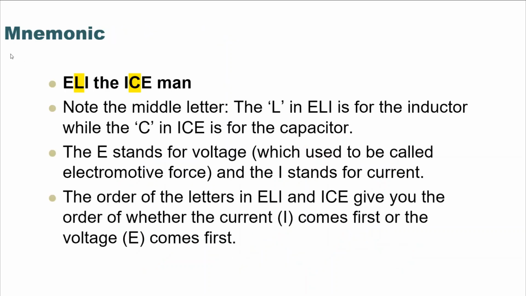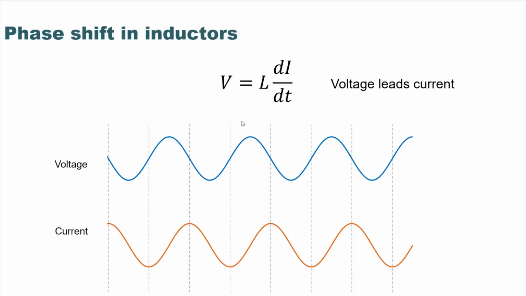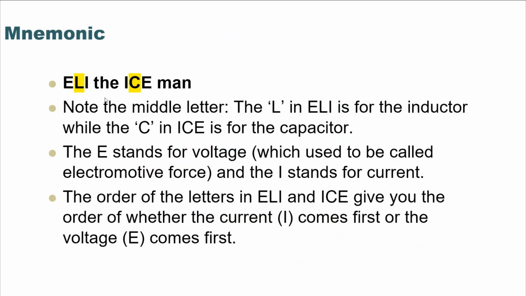In your lab instruction, it mentioned a mnemonic to remember this phase shift property, which is ELI the ICEman. The middle letters, L and C, indicate inductors and capacitors. ELI means for inductors, E stands for voltage because it used to be called electromotive force. E, voltage, is coming before the current, which means voltage is leading the current. And ICE means for capacitors, the current is leading the voltage.